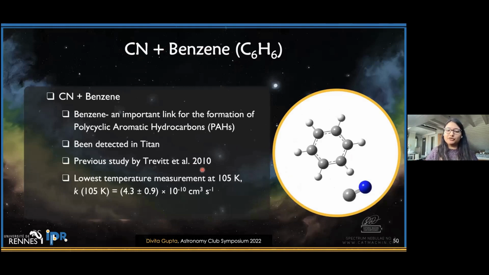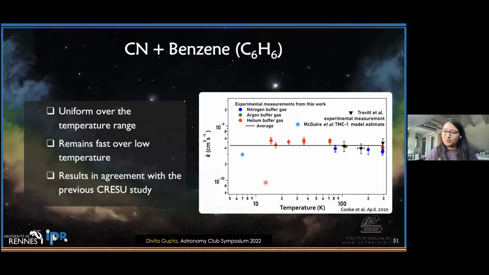And the only previous study for this reaction was actually at 100 Kelvin and room temperature measurement. Okay, and there they already showed that this reaction is actually fast. But does this remain fast all the way down to low temperature as well? Which is what we did and which is what we saw. So over here you have the rate constant and here you have the temperature. You can see the previous measurement was only till 105 Kelvin and we extended this all the way down to 15 Kelvin. And we actually saw that this reaction rate does not slow down. You do not see any lowering down over here, okay? This remains fast all the way from room temperature down to 15 Kelvin, okay?